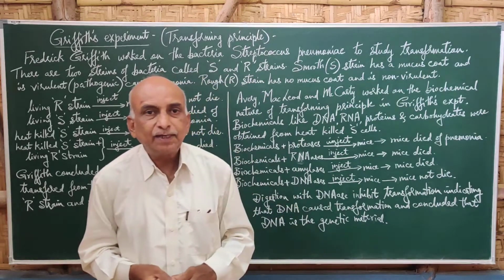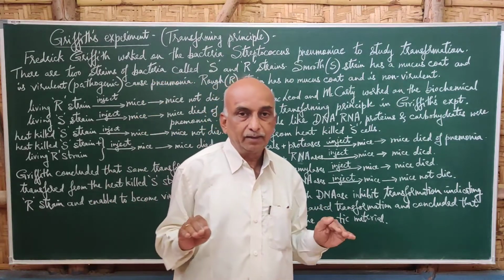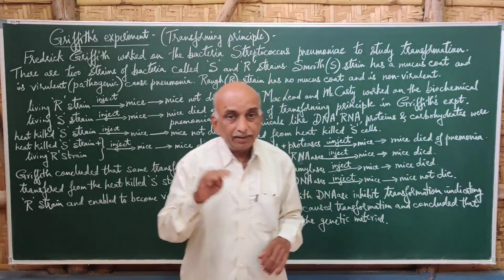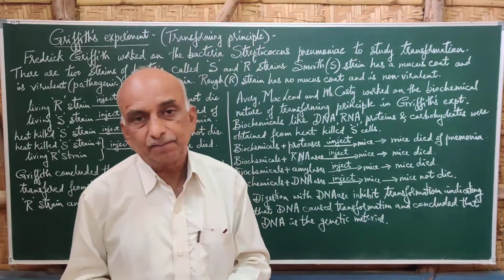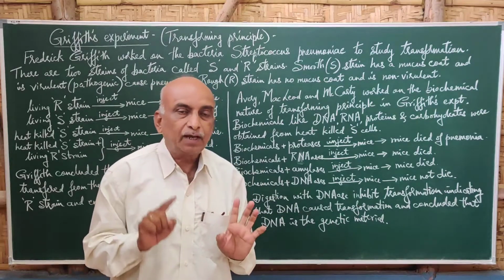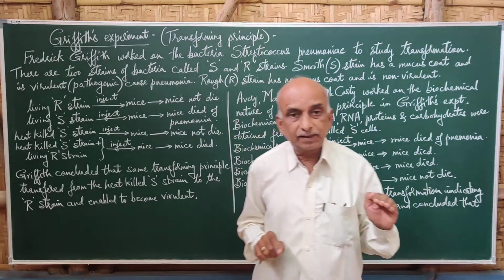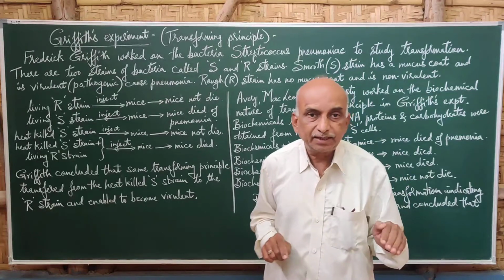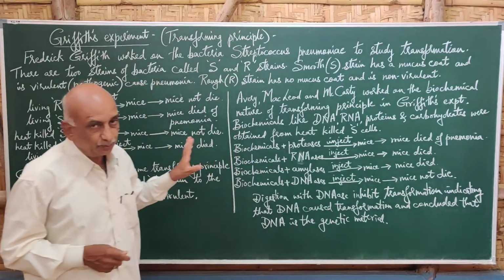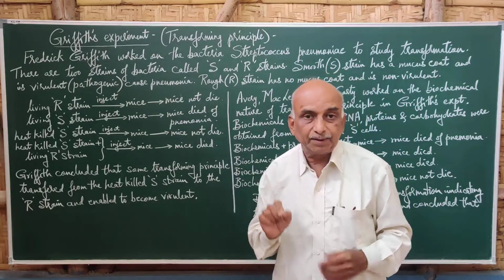But in case of R strain, there is no such mucus layer or slimy layer. So the cell wall itself is the outermost part of the cell, and that cell wall is rough in appearance, and that is why it is called the rough strain, R strain. In case of smooth, there is a cell wall, but outside the cell wall there is this slimy, mucus layer, and hence it is smooth appearing, so it is called S strain, smooth strain. So Griffith selected S and R strains for his experiment.